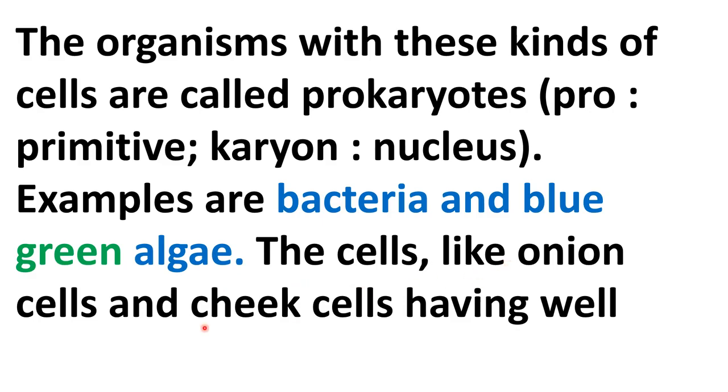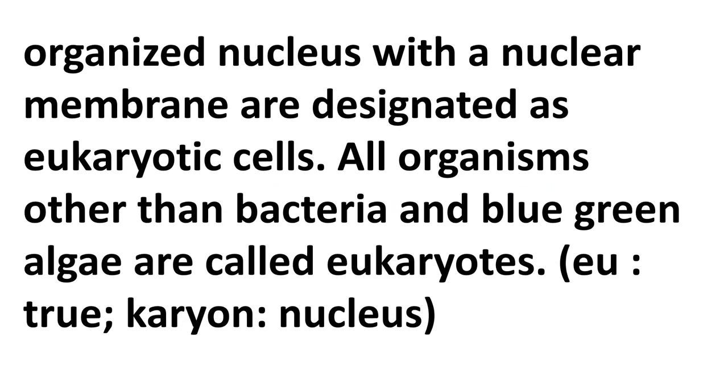The cells like onion cells and cheek cells, having a well organized nucleus with a nuclear membrane, are designated as eukaryotic cells. So those who have a proper nucleus and a proper nuclear membrane will be known as eukaryotic cells. All organisms other than bacteria and blue-green algae, also known as cyanobacteria, are called eukaryotes. Eu means true, karyo means nucleus. For example, plants and animals are all eukaryotic.